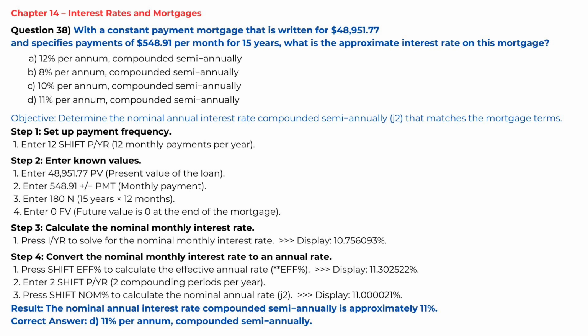Press Shift NOM to calculate the nominal semi-annual rate, J2. Result: the nominal annual interest rate compounded semi-annually is approximately 11%. Correct answer D, 11% per annum, compounded semi-annually.